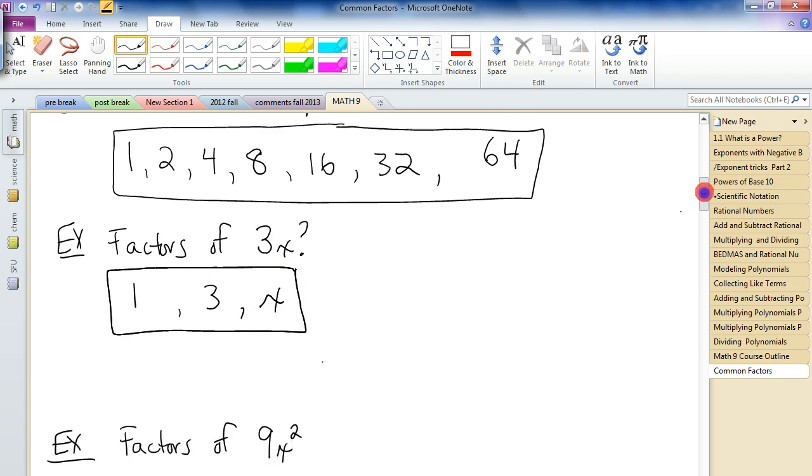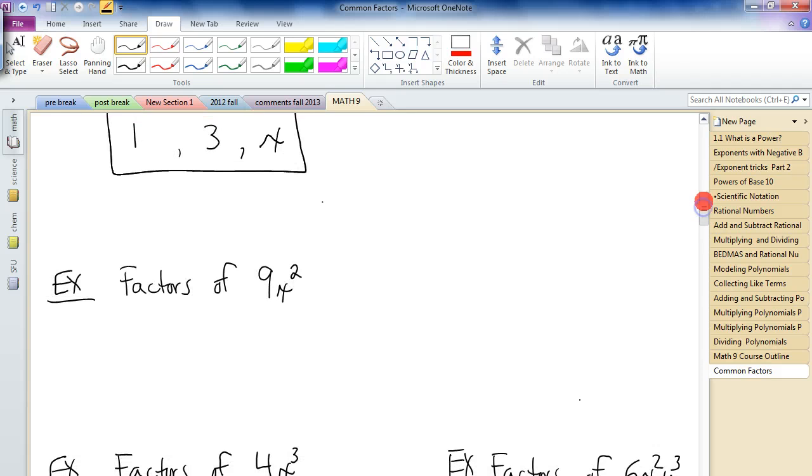Now, if you're a little confused by the x there, maybe this next example will help you with that. What are the factors of 9x squared? Well, what are the factors of 9? Because we treat the numbers and the variables separately. 9 has, let's draw it out, 1 and 9. And you should know that 2 is not going to work. 3 will work. 4 will not work. 5, 6, 7, 8, 9. So 1, 3, and 9 work for that.